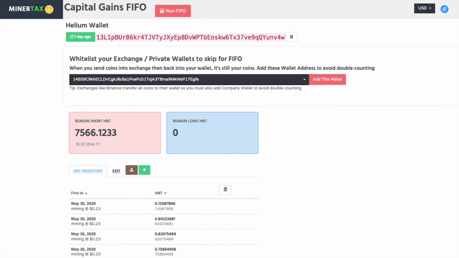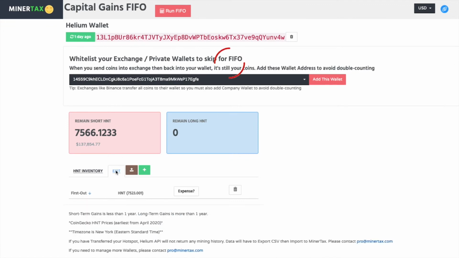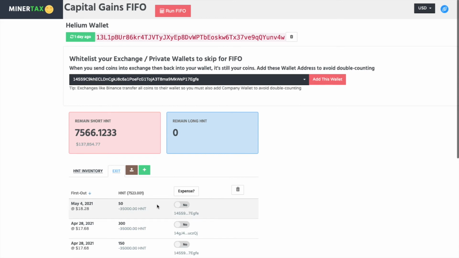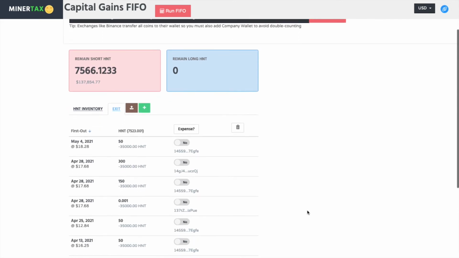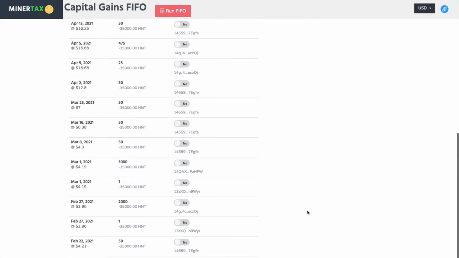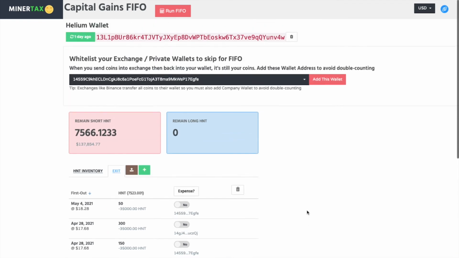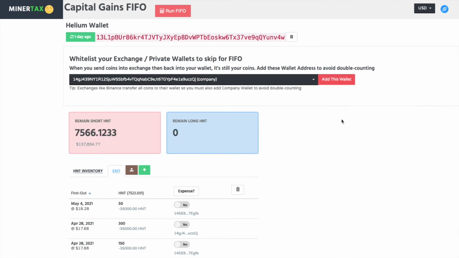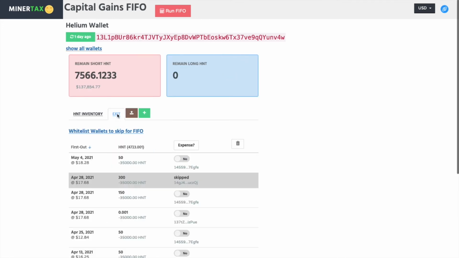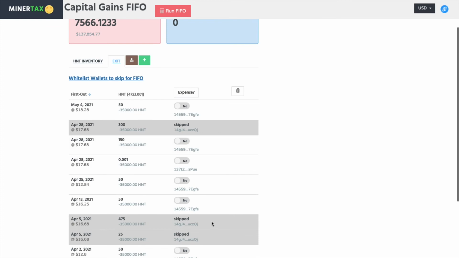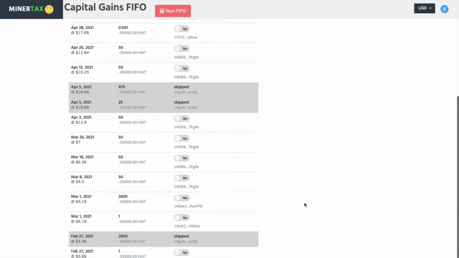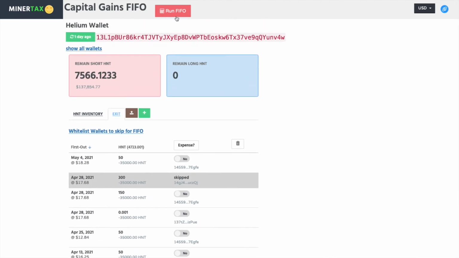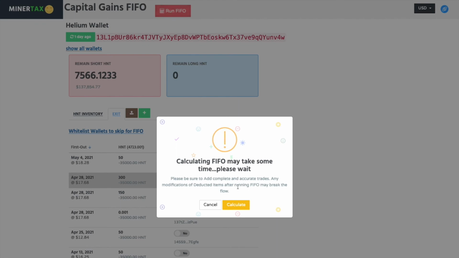Please make sure to review each transaction, as the system does not know any other wallets you may use to cash out, like exchanges or a Ledger or hardware wallet. You must whitelist these wallets so the algorithm knows to skip them and not count them during the FIFO process. If everything looks right, simply click Run FIFO to calculate capital gains.